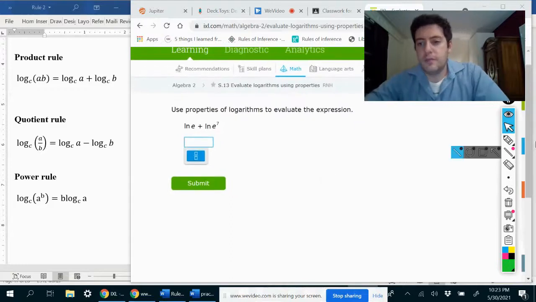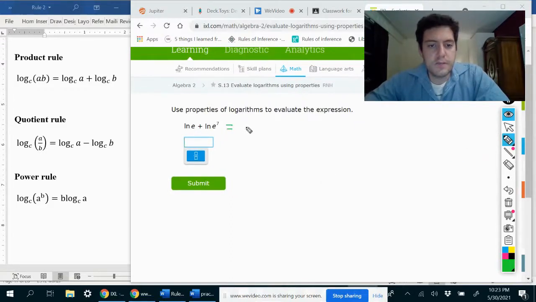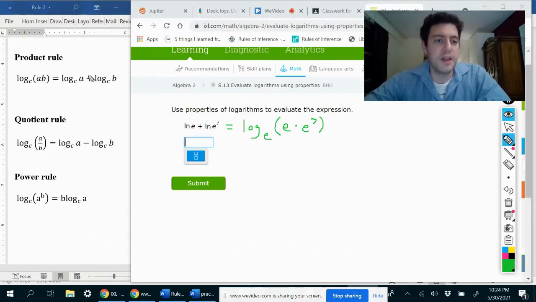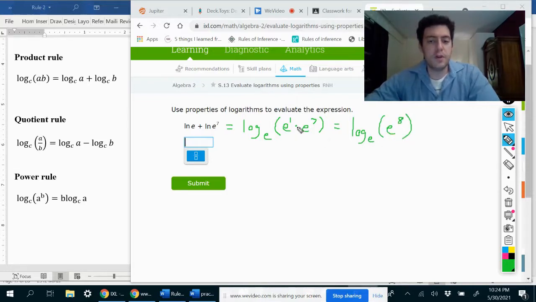Here this is the log base e, because we see ln over here, of e times e to the 7th. Since I see addition here, I'm using the product rule and multiplying the a and the b. So this is like e to the 1st times e to the 7th, and that would give us e to the 8th. Just remember your laws of exponents. If you're multiplying, you add the exponents. So we're asking ourselves, e to what power is e to the 8th? That would be 8.